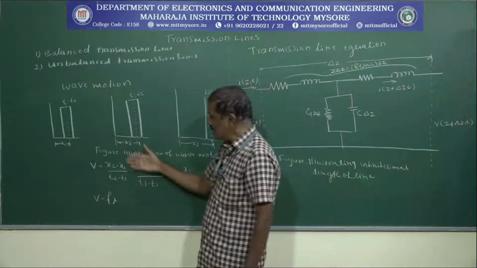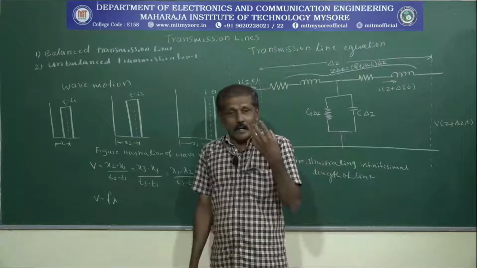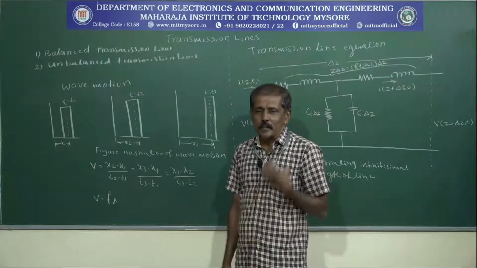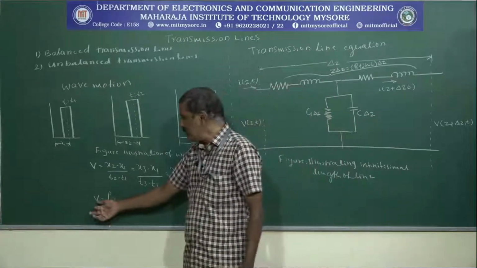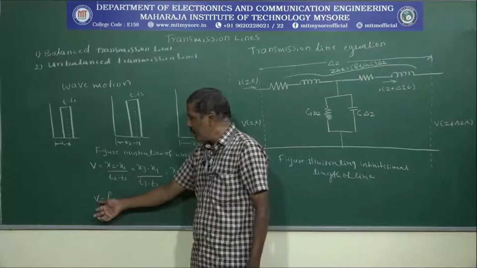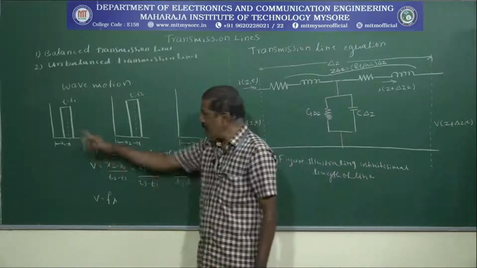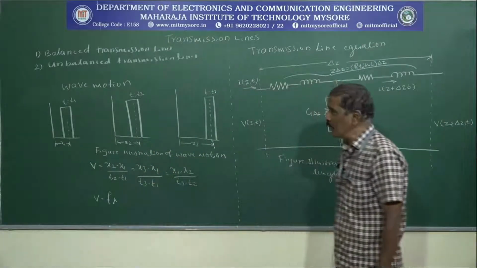Now, these equations are used to calculate the velocity. The velocity, frequency and wavelength in a communication system are related by one particular equation, that is v is equal to f times lambda. V is the velocity with which these waves are moving, f is the frequency of the wave, and lambda is the wavelength of the wave.